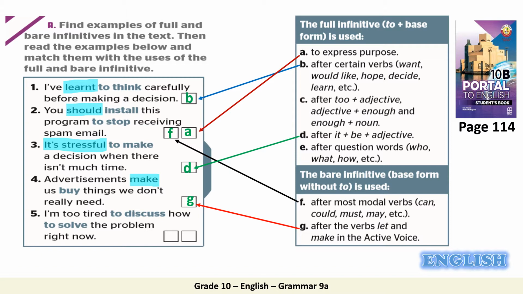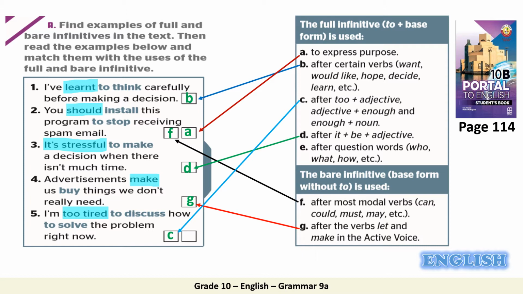The last one, I'm too tired to discuss how to solve the problem right now. So here, which use have you chosen? Okay, because we have too tired, too plus adjective, I have chosen the use C for the full infinitive after too plus adjective or adjective plus enough and enough plus noun.